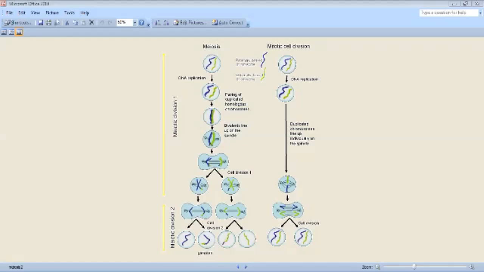So what happens in this? In sexual reproduction, each new organism is a result of the union of two different gametes, and meiosis produces the gametes which are haploid in nature. Haploid in nature means there is no pair of chromosomes, only a single chromosome is present, only X or only Y. So these are haploid in nature.